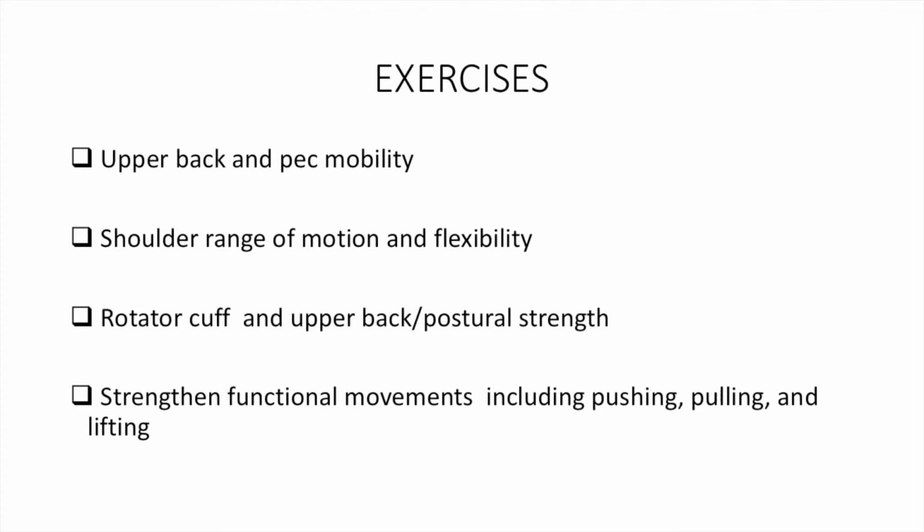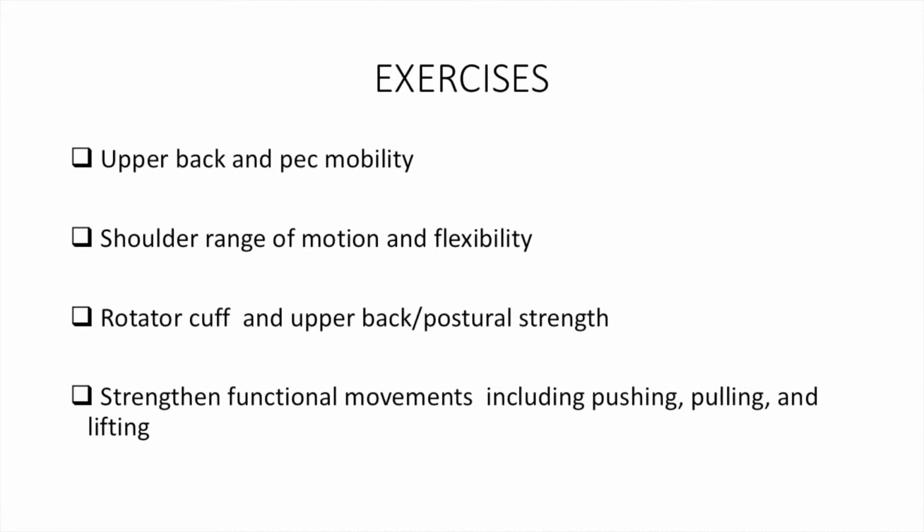Exercises typically focus on a few things. One is upper back and pec mobility. So upper back is your thoracic spine. Like I said earlier, you need good mobility in your thoracic spine for that shoulder and that shoulder blade to function properly. And then on the opposite side, you have your pec. If your shoulders are really rounded forward, it's going to cause a lot of tightness in your shoulders, and then your posture is going to be limited. So we need to make sure you have enough mobility in your pecs and the front of your chest in order for you to get into the right posture. So we work on mobility for the upper back and the pec.